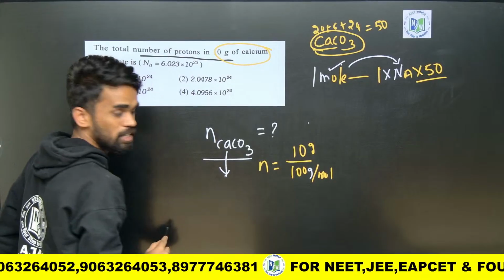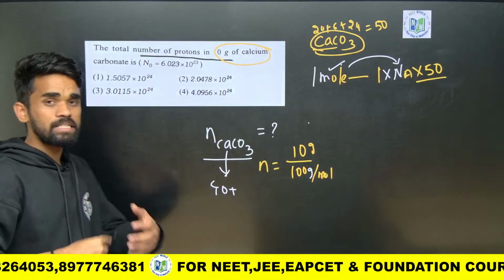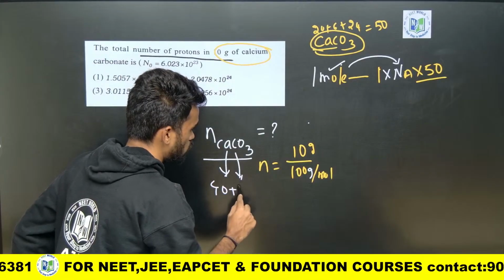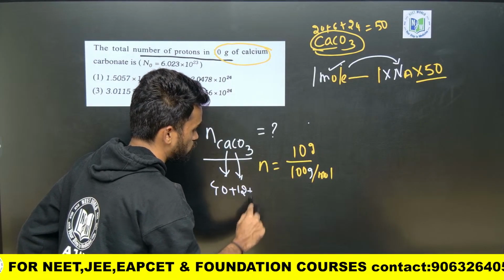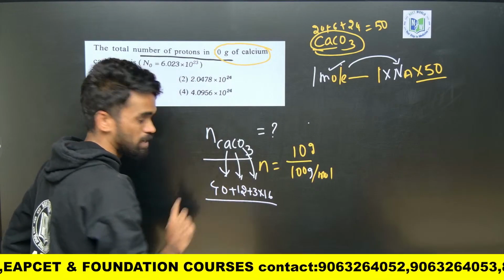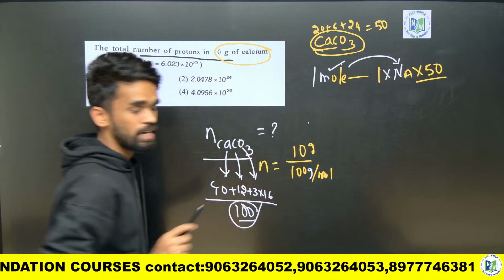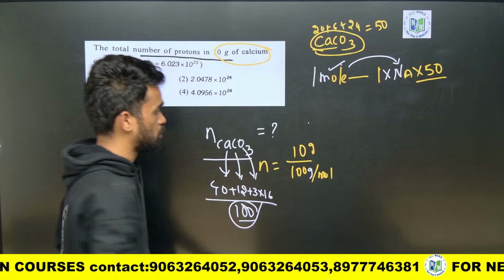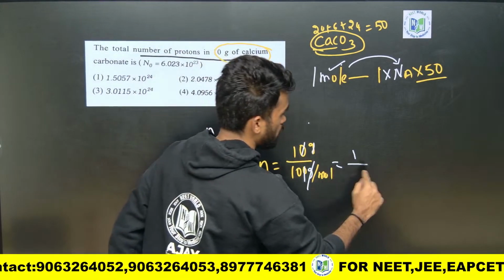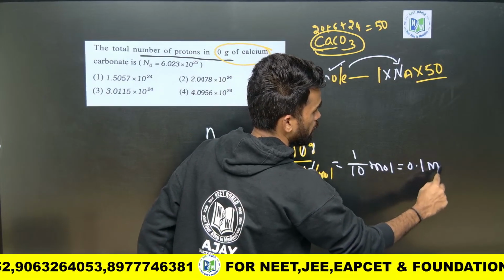Calcium atomic number is 20, so mass number will be double of it, which means 20 protons plus 20 neutrons, so totally 40. Carbon, atomic number 6, so mass number 12, and for oxygen here, 3 into 16, which is 48. So 48 plus 12 plus 40 is 100, right? That's why I have taken the gram molecular weight as 100 gram per mole. The grams cancel, 10 by 100, so it becomes 1 by 10 mole, which I can write as 0.1 mole.